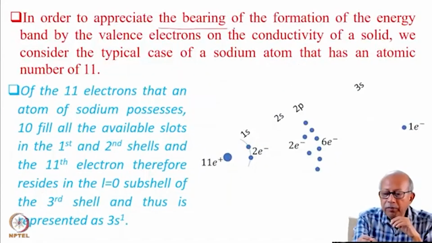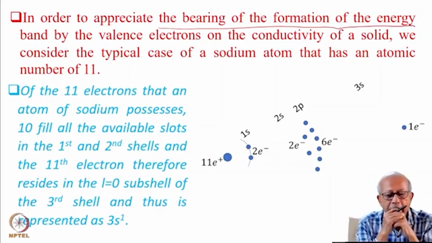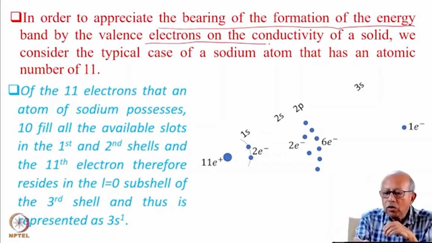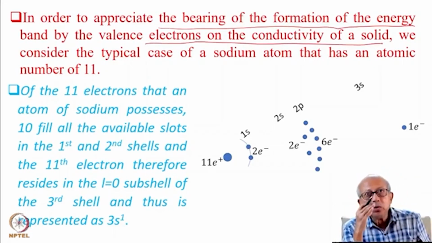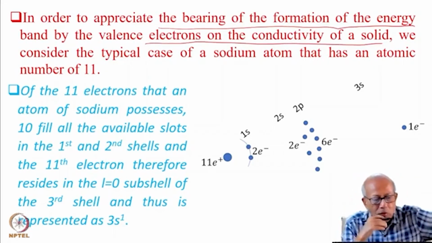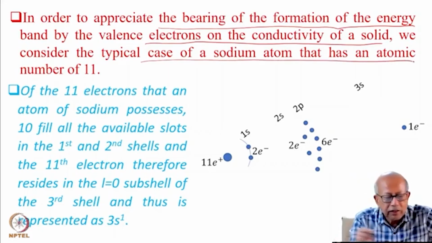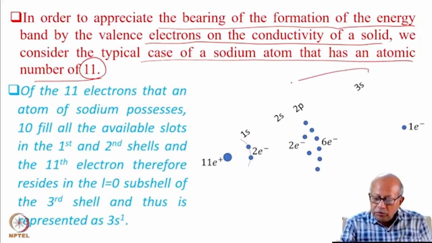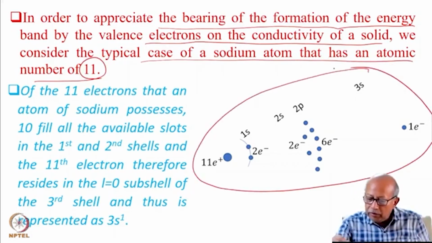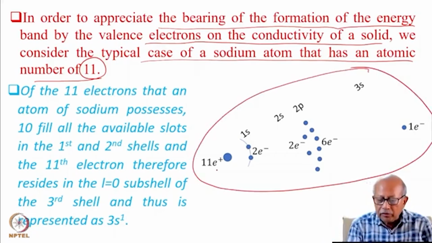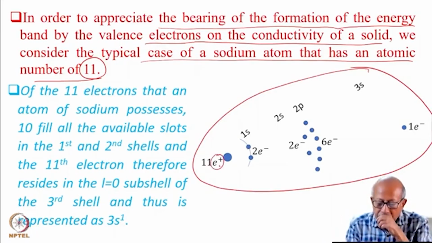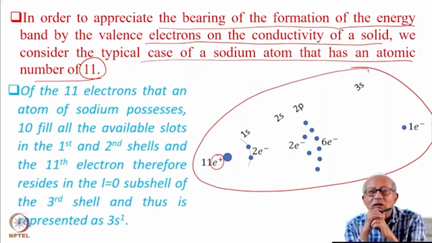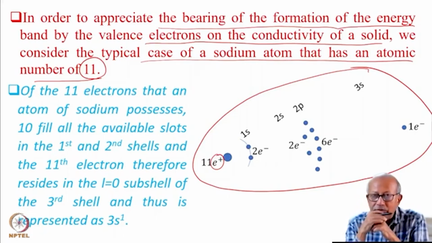Now, in order to appreciate the bearing of the formation of energy band by the valence electrons on the conductivity of a solid, that's what we want to actually find out. We consider the typical case of a sodium atom that has an atomic number of 11. Already, we have seen that the electrons are distributed in the sodium atom in this manner. It has 11 protons, which I am indicating by E plus. This doesn't mean that this is an electron. This only means that its charge is a positive charge. An electron has a negative charge.